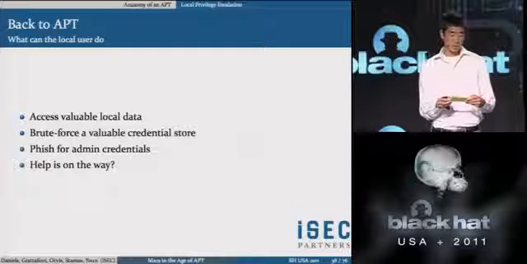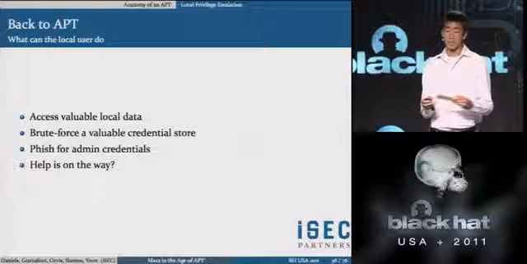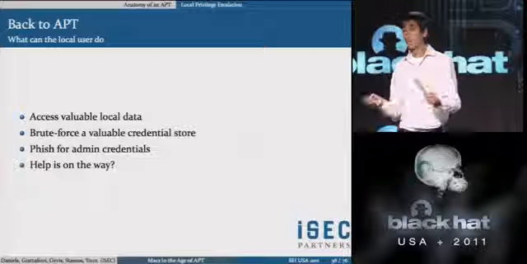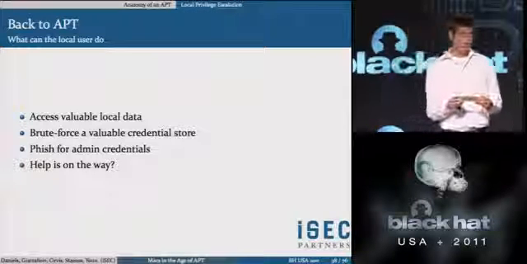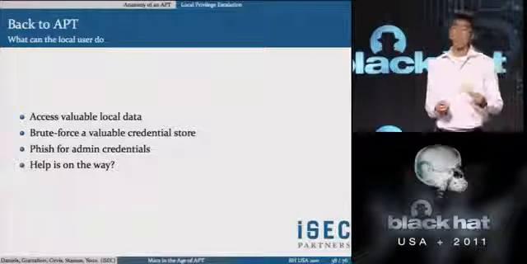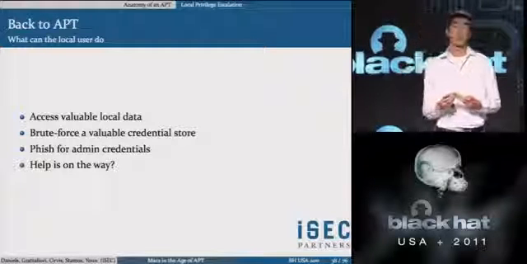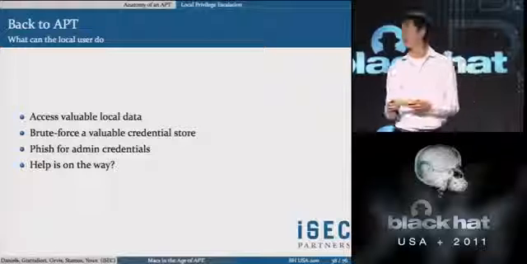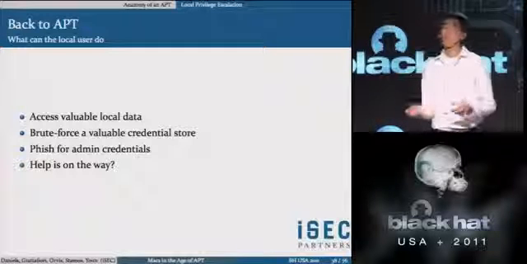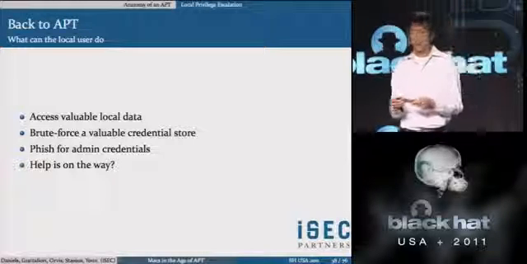So let's bring it back to APT. Once you've compromised a local account, obviously the local data on that machine can be accessed. Credentials can be brute forced. And even in 10.7, the login keychain is accessible to sandbox applications for usability reasons. So although 10.7 has made a lot of strides forward, there's still quite a bit of attack surface.